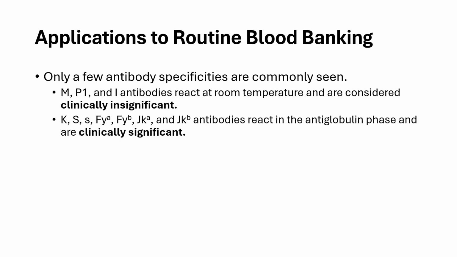For clinically insignificant antibodies, we have the M, the P1, and the I. These react at room temperature and are generally going to be considered clinically insignificant. But our clinically significant antibodies are our KEL, which is the big K, big S, little s, Duffy A, Duffy B, JKA, and JKB, so Kidd A and B. These react in antiglobulin phase and are considered clinically significant.